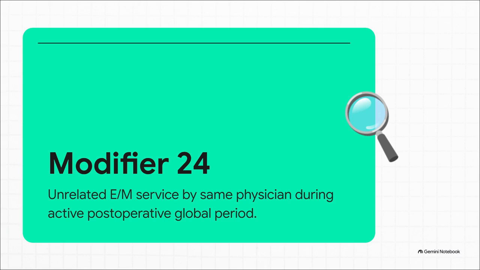This modifier signals to the payer that an E&M service performed by the same physician, or even just someone in the same group practice, is entirely unrelated to the original surgery. You're basically raising your hand and telling the payer, hey, I know this patient is in an active postoperative global period, but I am treating a brand new, totally distinct problem today. For example, maybe you're managing a chronic condition like diabetes during a 90-day post-op fracture period.